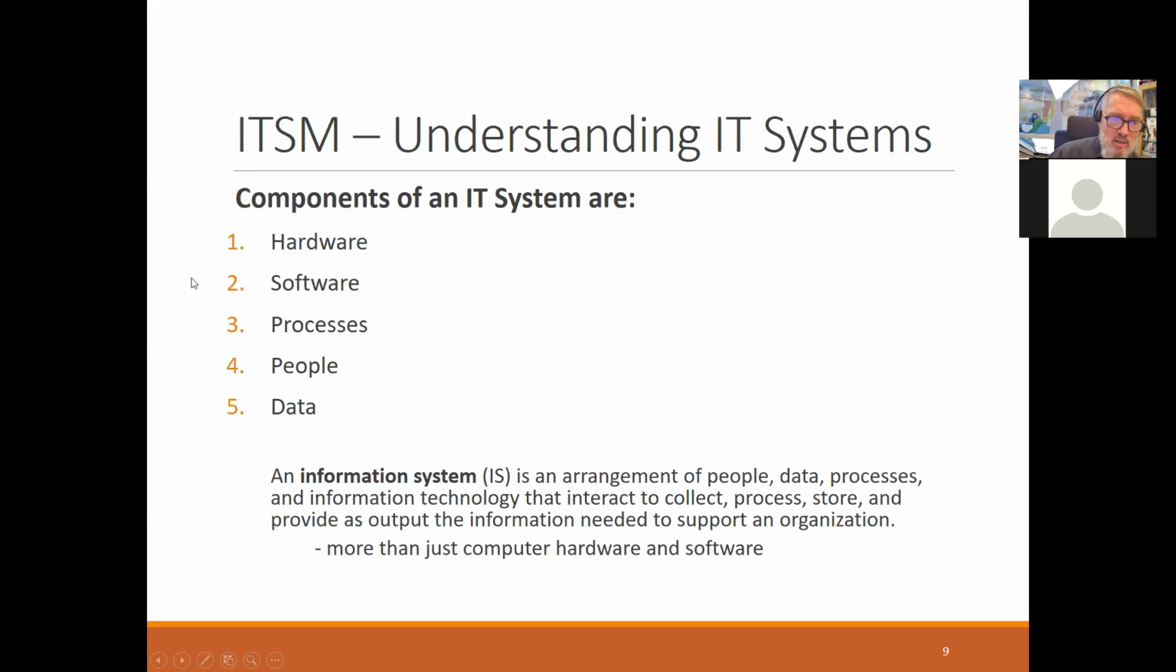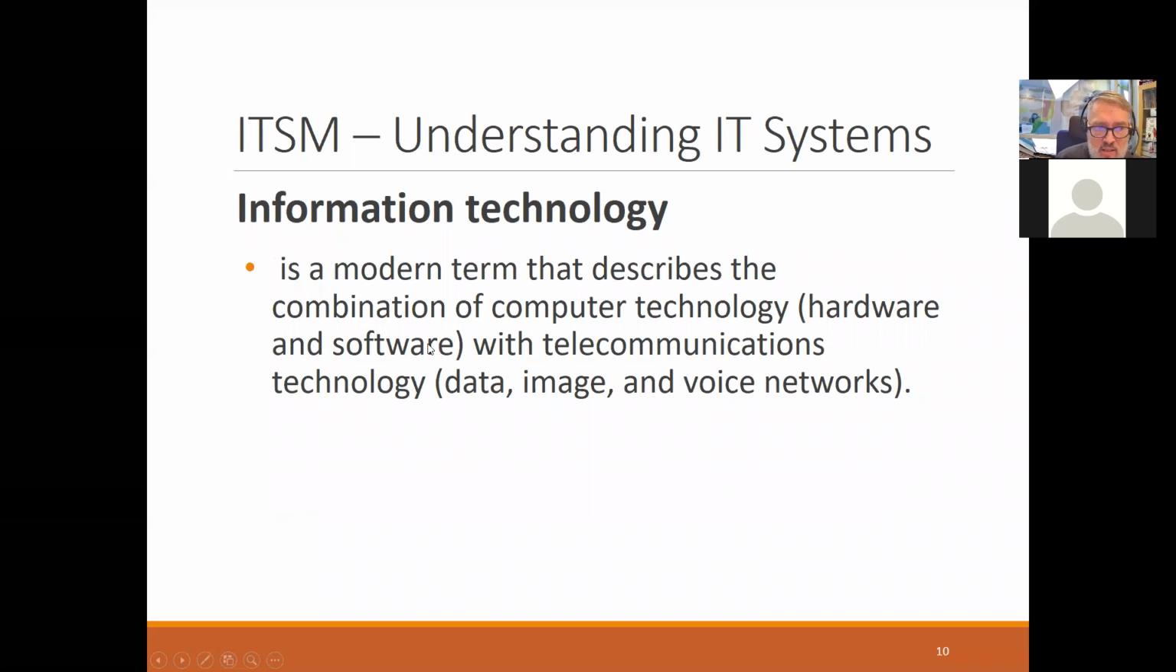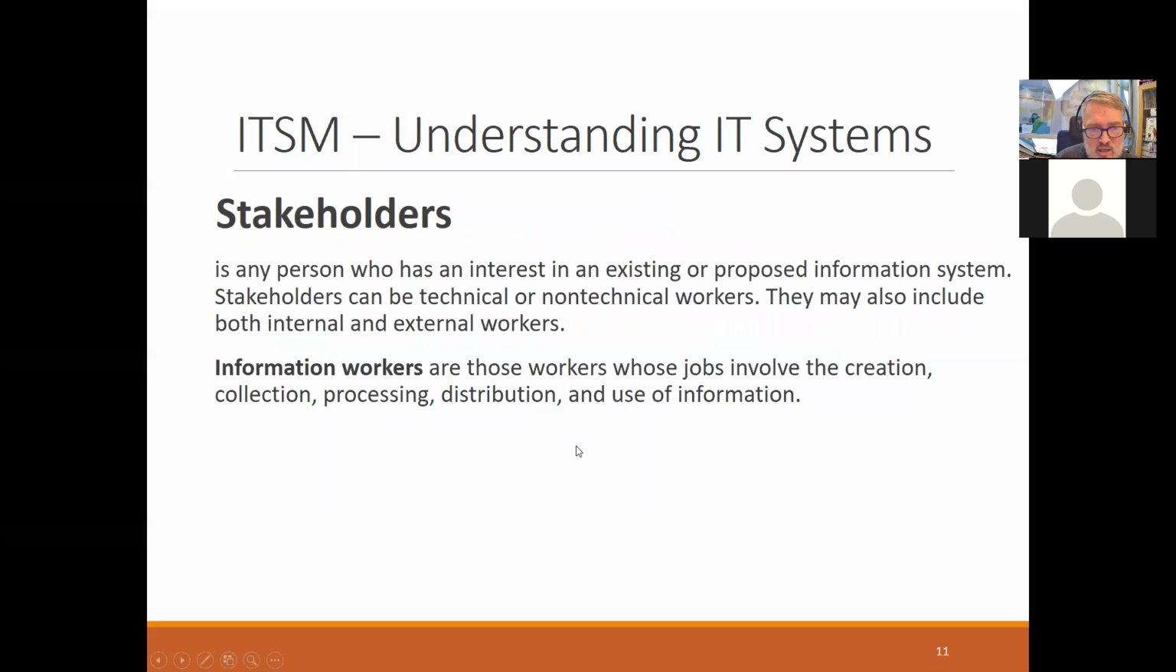You're going to have your hardware, which you guys are now experts in, we hope. Yeah, you've learned a lot about hardware. You're going to have your software, which is going to run on the hardware, your processes, your people, and your data. And so an information system is going to involve all of those things. And information technology, that's what we're involved in. And it also includes telecommunications, as it says. All right, stakeholders.